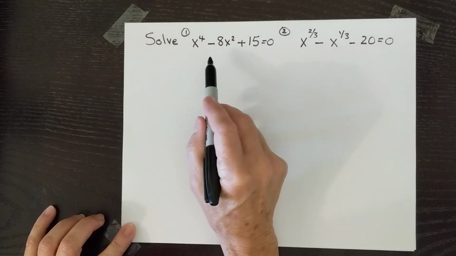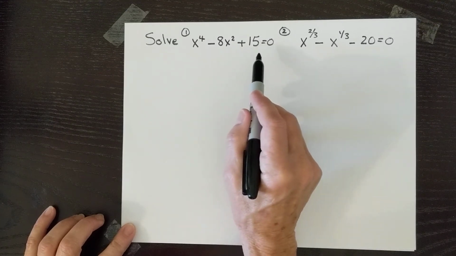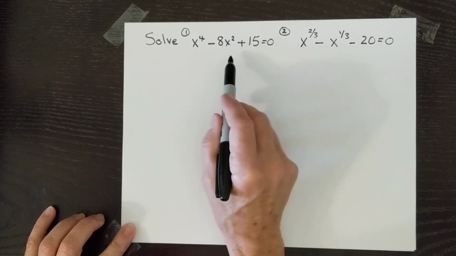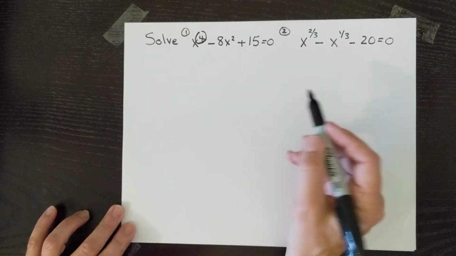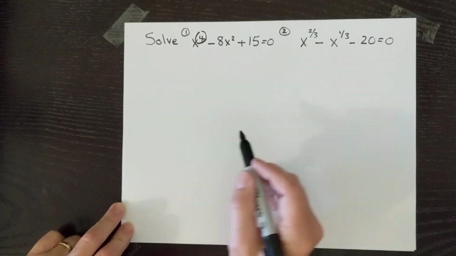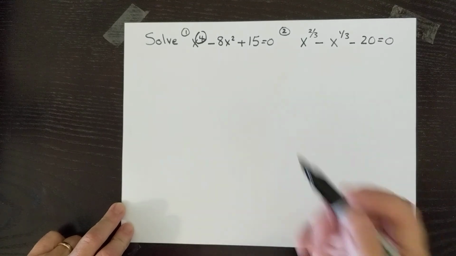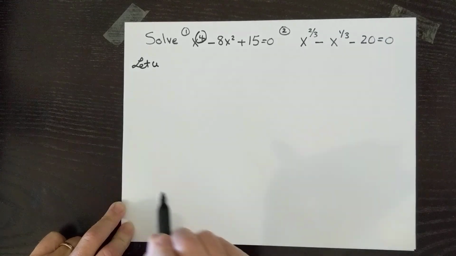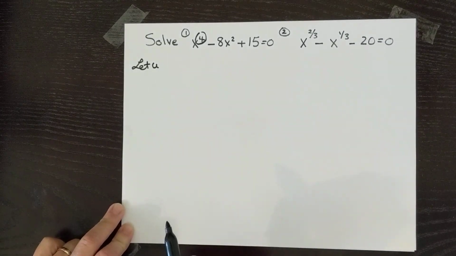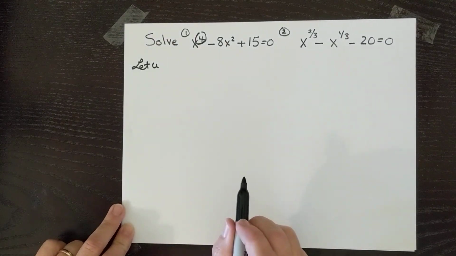x to the fourth minus 8x squared plus 15 equals 0. If we wanted to solve this equation, we know there's going to be 4 solutions. And we could try U substitution. So what you would do is let U, and they usually choose the variable U. You could use a different variable, but that's why it's called U substitution.